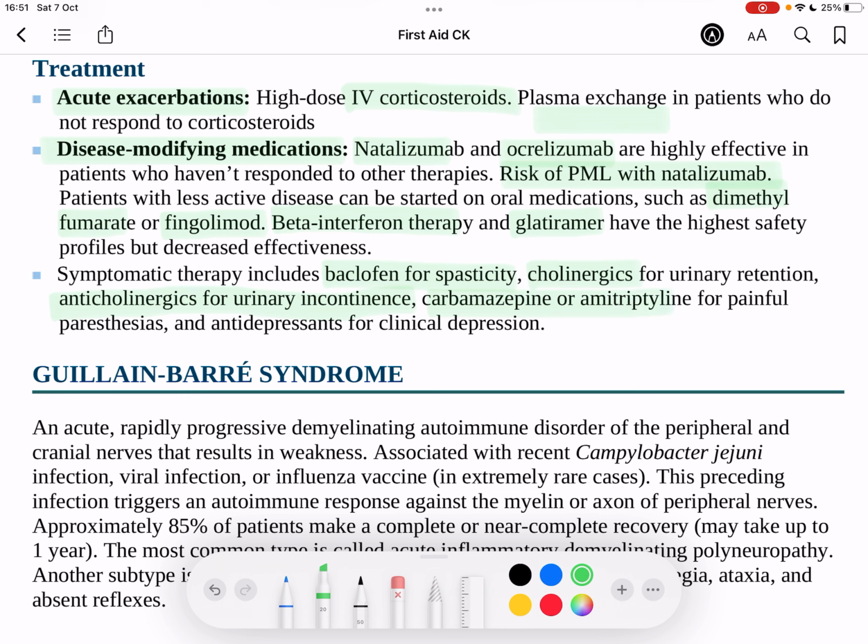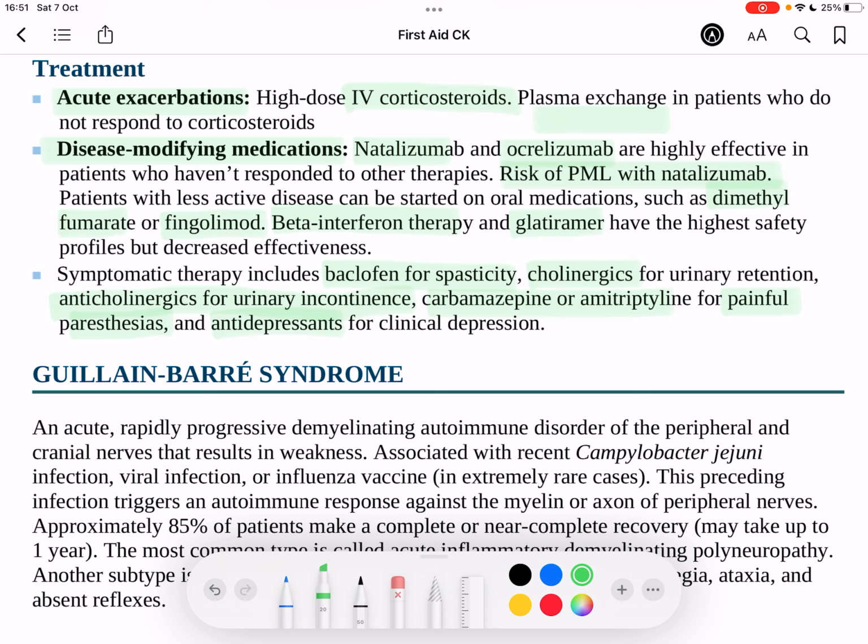Carbamazepine and amitriptyline are used for painful paresthesia, like that neurogenic pain. And if somebody has clinical depression and is diagnosed with major depressive disorder, for example, I can also give antidepressants. Okay, so it is a very holistic approach and a very multifaceted treatment approach. I would for sure know the treatment of acute exacerbations very well and know some of these disease-modifying medications too.